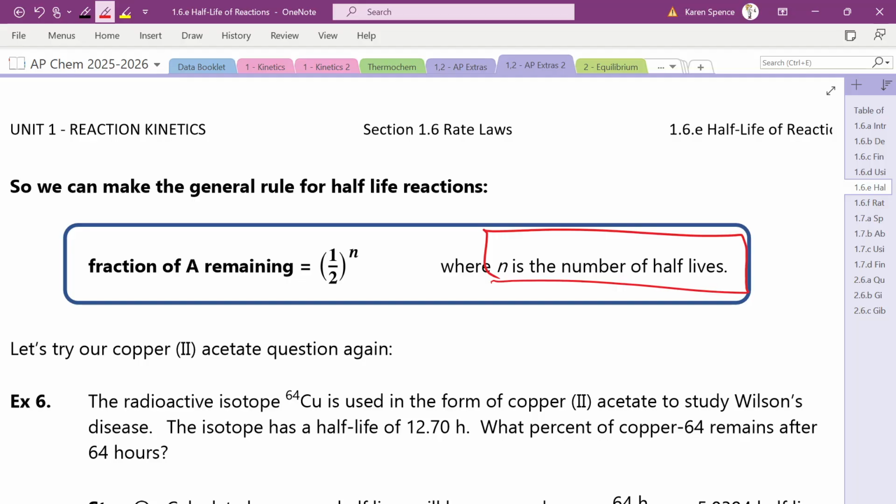So we could try our copper 2 acetate question again. You remember how we had to use the T1/2 equals 0.693 over k, and then use the integrated rate law, and that took a little while, right? You could just use this.